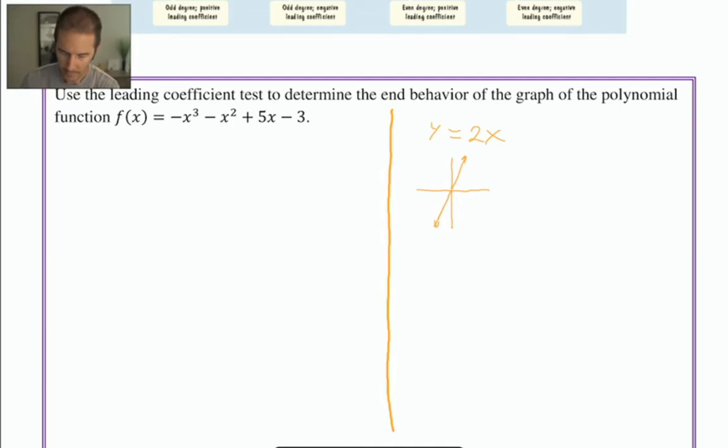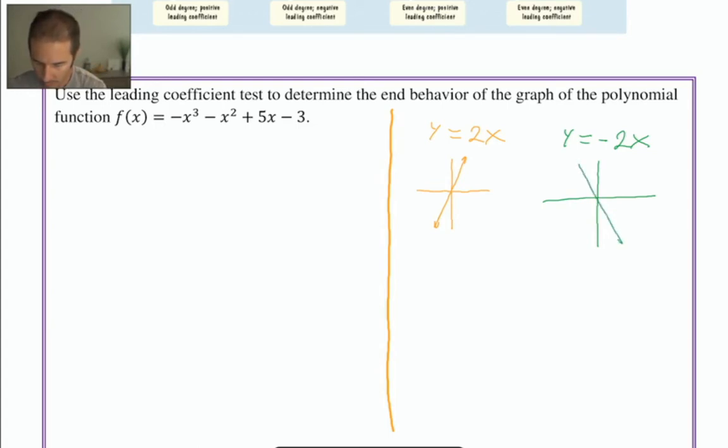What about this equation? Y equals negative 2x. The only thing that's different is the leading coefficient is now negative. That changes the slope, which means it's going to look something like this. Wouldn't you say that this graph rises to the left and falls to the right?